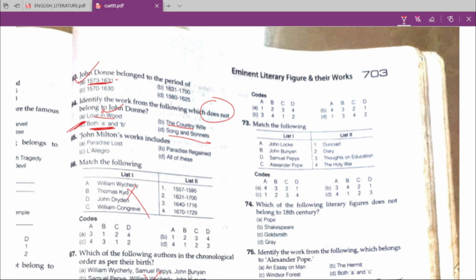John Milton's works include Paradise Lost, Il Penseroso, and Paradise Regained. So all of these were written by John Milton. Next question.